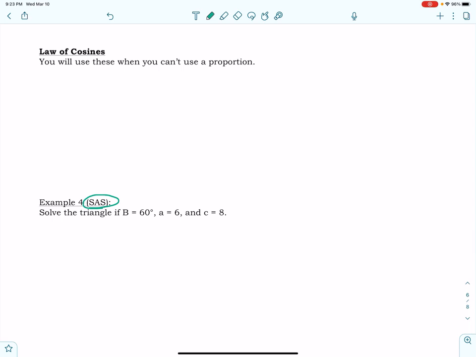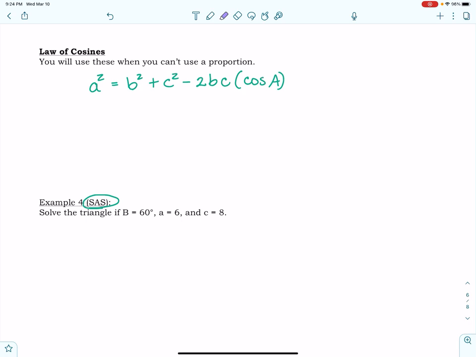All right, so what is the law of cosines? The law of cosines looks like this. It is one side squared equal to one of the other sides squared plus the third side squared minus 2 times this side times this side times the cosine of angle A.